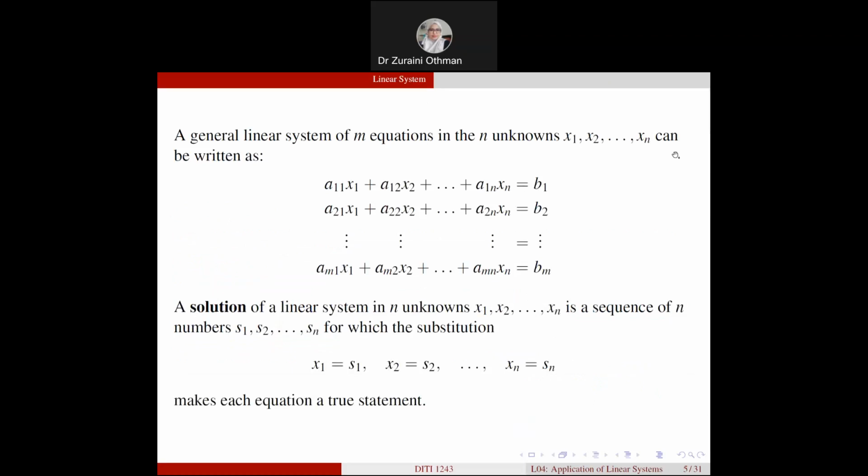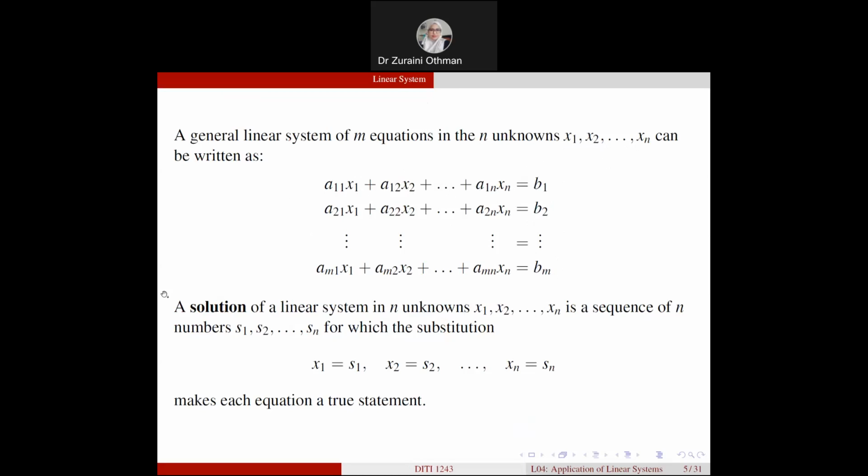This is the general linear system of m equations. So dia ada m equations, maksudnya kita tak tahu berapa, tapi kalau m ni 100, maksudnya ada persamaan pertama, persamaan kedua, until persamaan ke 100. And here the unknowns are x1, x2 until xn, or we can put it as x, y, or a, b, c. Okay, this is our matrix B.